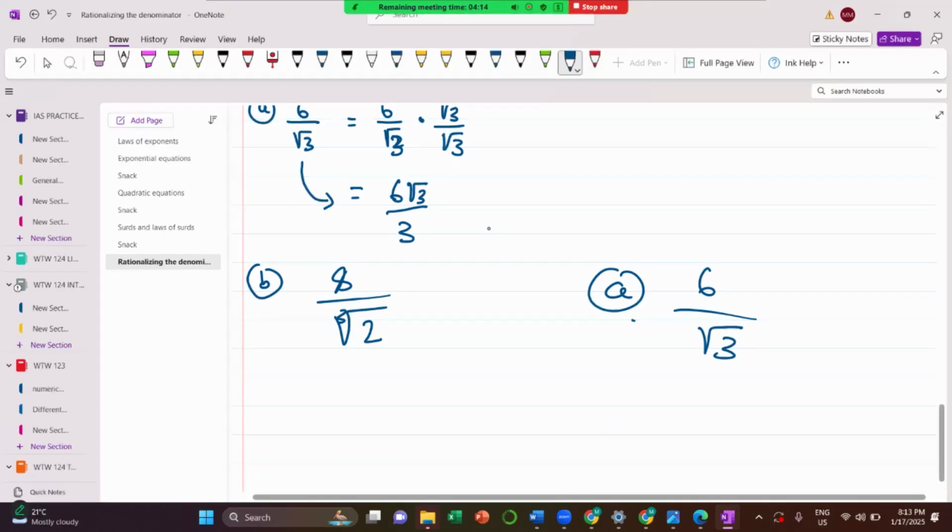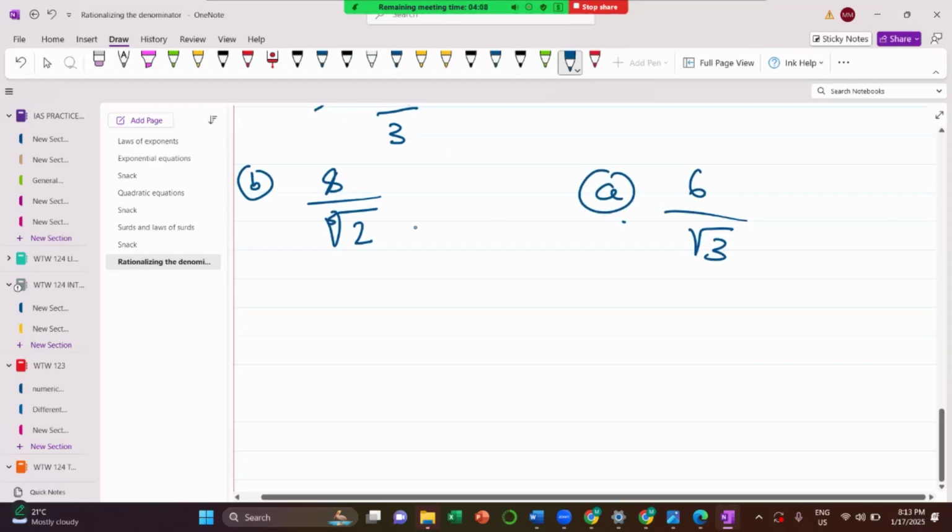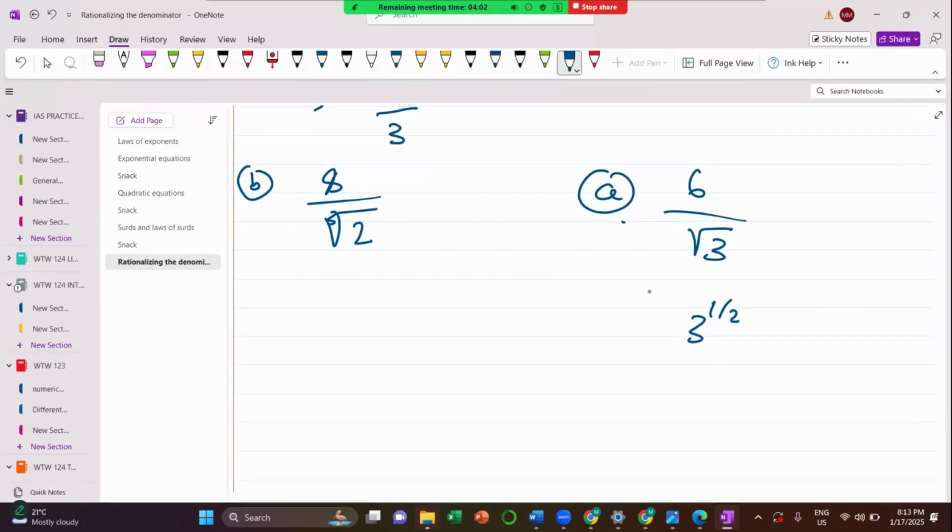Check. For this 3 to be rational, I know that this is 3 to exponent of 1 over 2, right? So I just need to multiply it by a 3 to exponent of what? 1 over 2 for it to turn to a 3 to exponent of 1, right? So the denominator tells me how many must I multiply? I'm multiplying how many? 2, right?